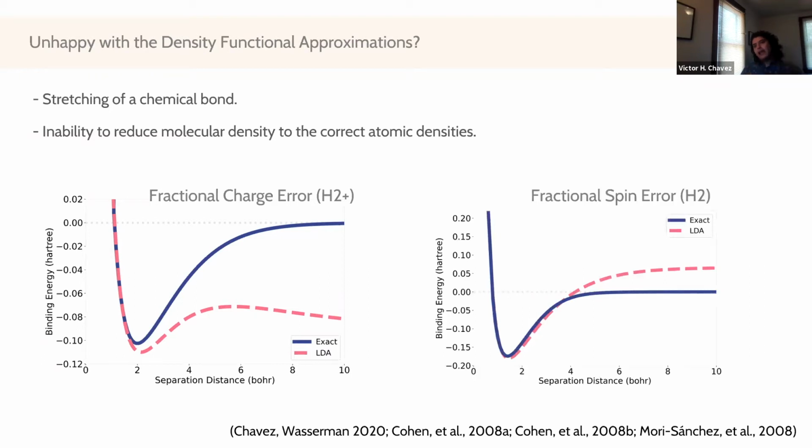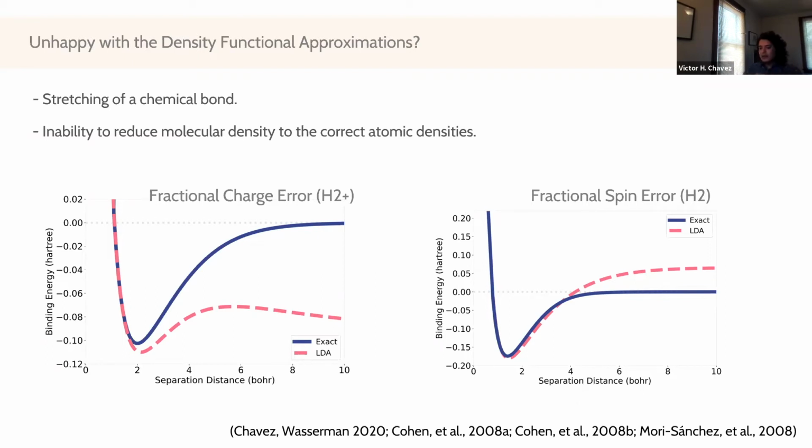On the other hand, we also have the fractional spin error, which I'm going to talk about now using the H2 molecule. In this case, the first part does not apply, because, of course, when I stretch the H2 molecule, I now have one hydrogen on the left and one hydrogen on the right.